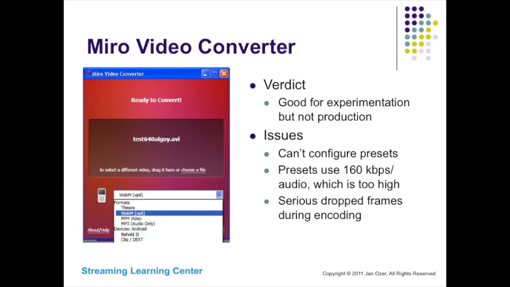So I looked at these tools and produced the files, then compared them to the Google file. The Miro Video Converter is free, and we like free, but you can't configure the presets, and it dropped frames during encoding. So even though it can produce a WebM file, it's not a commercially useful tool.